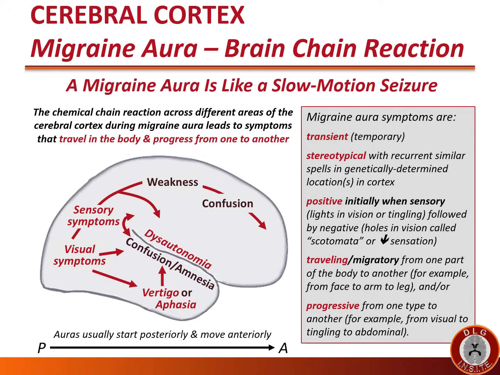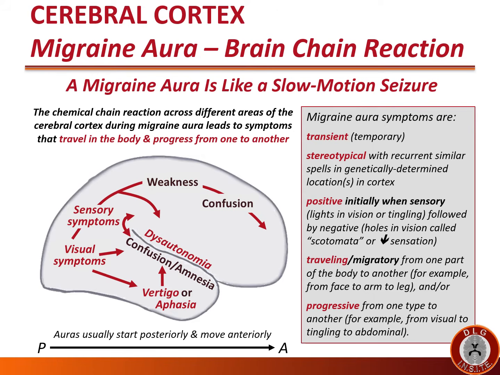Another example of an irritative lesion in the cerebral cortex is migraine. Migraine is classified as a headache or pain disorder, but actually it involves many chemical changes in the brain. And a migraine aura is like a slow motion seizure. In the aura, a chemical chain reaction across different areas of the cortex leads to symptoms that travel in the body and progress from one to another.